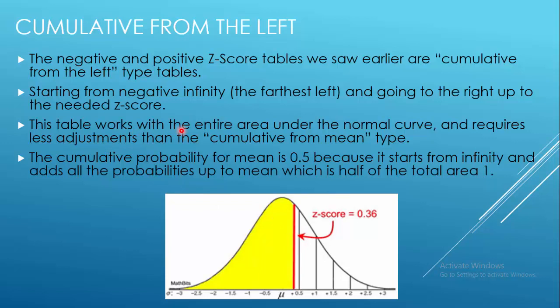This table works with the entire area under the normal curve and requires fewer adjustments than the cumulative from mean type. The cumulative probability at the mean is 0.5 because it starts from minus infinity and adds all the probabilities up to the mean, which is half of the total area. The total area is 1, so the area from the mean to the left or to the right is 0.5.